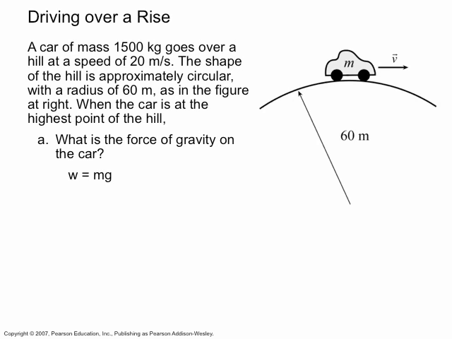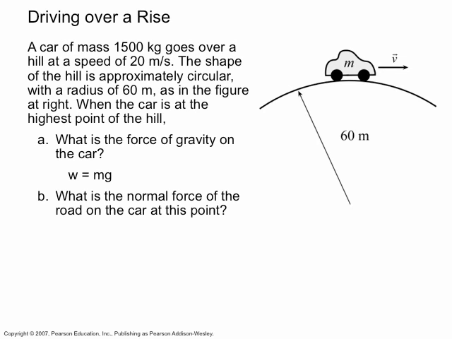What is the normal force of the road on the car at this point? Let's look at our forces. Weight is pulling down. Normal force is pointing up. But we know the net force must be towards the center of the curve. In order for this object to change direction to follow a curve, the net force must be pointing in the centripetal, the radial direction. The net force must point in the direction of the weight towards the center of the curve.